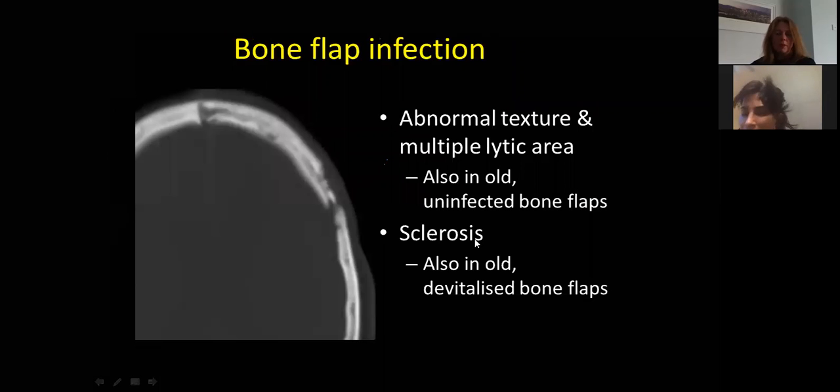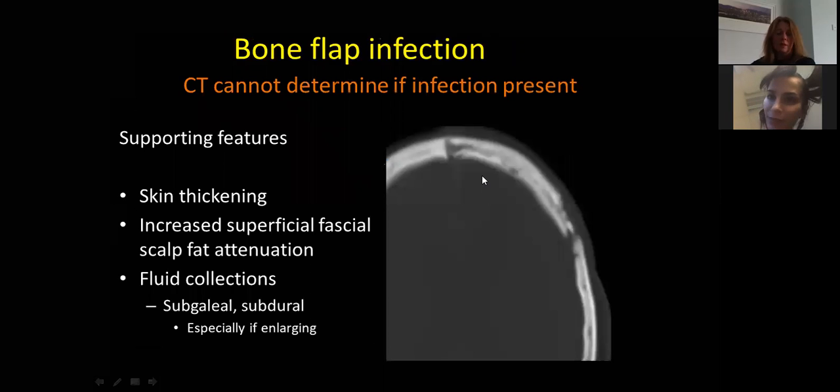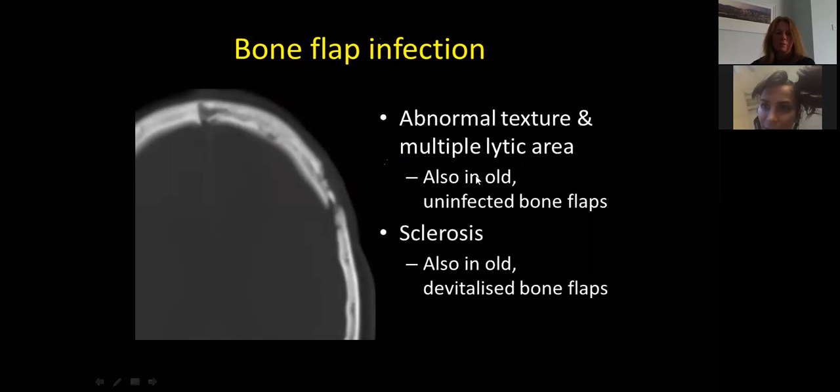So this is what it might look like, but it might not. So CT, I'll skip to the next slide. You can't really determine on CT alone if infection is present, because you can have these lytic looking areas and abnormal texture and abnormal sclerosis, whether there's active infection or in an old uninfected bone flap.